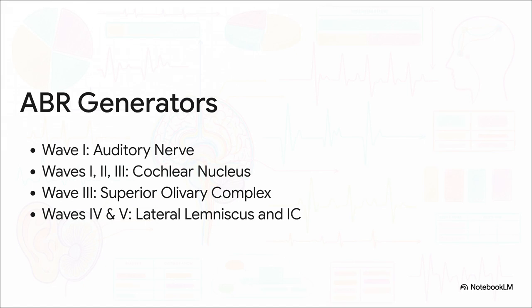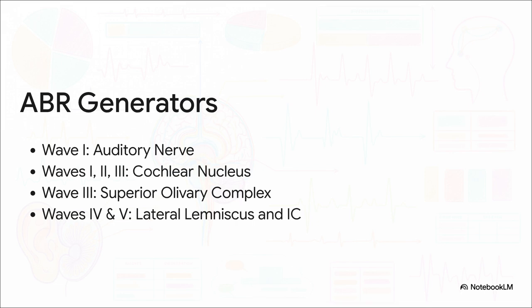So, wave 1, that is the compound action potential of the distal portion of the auditory nerve. As we trace that signal centrally, waves 1, 2, and 3 have significant contributions from the cochlear nucleus. Wave 3 is heavily tied to the superior olivary complex, which is absolutely vital because it's our first point of binaural interaction in the pathway.